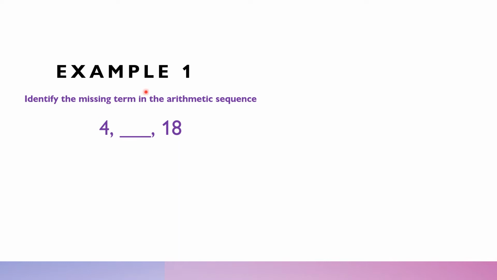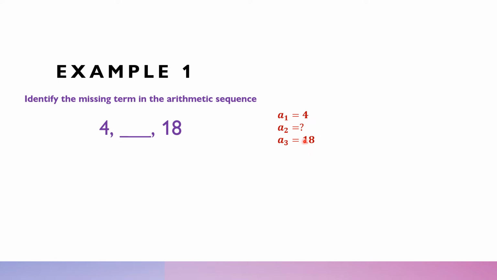Let's have this example. Identify the missing term in the arithmetic sequence. So we have 4, blank, 18. Let's have some analysis. We have the first term as a sub 1. A sub 2, we don't know that, that's why we want to find that. And then a sub 3, or the third term, is 18.